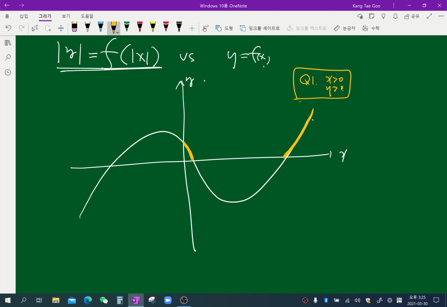And then, since we have the absolute value sign on x, we need to copy this about the y-axis like this. And then, since we have the absolute value sign on y as well, we need to copy this about the x-axis. Definitely this is not exactly a copy, right? But anyway, this is the result. Now it's easy, right? Can I say it's easy?